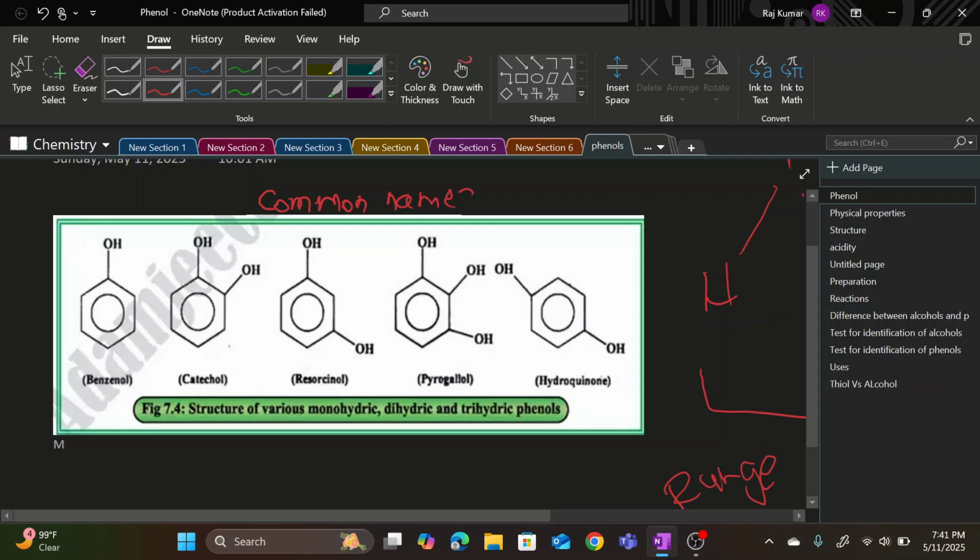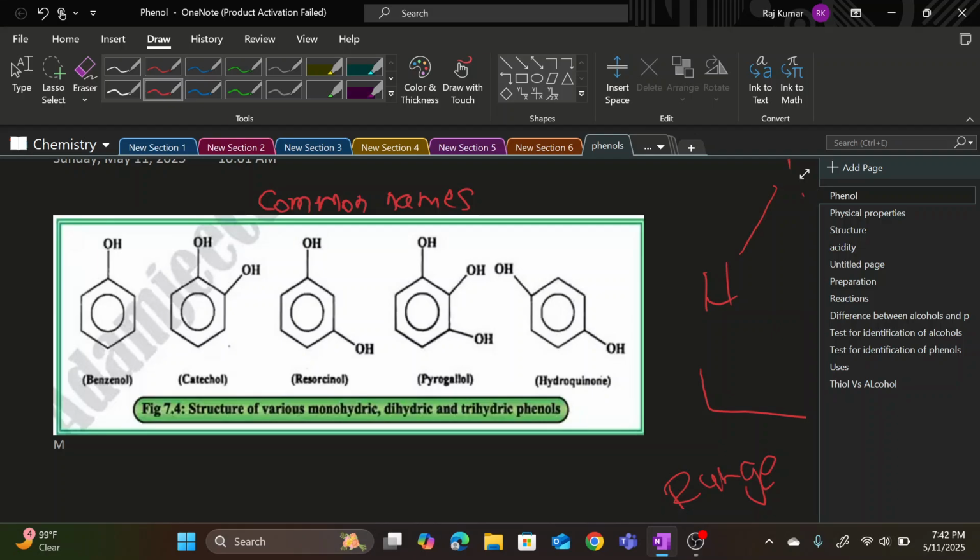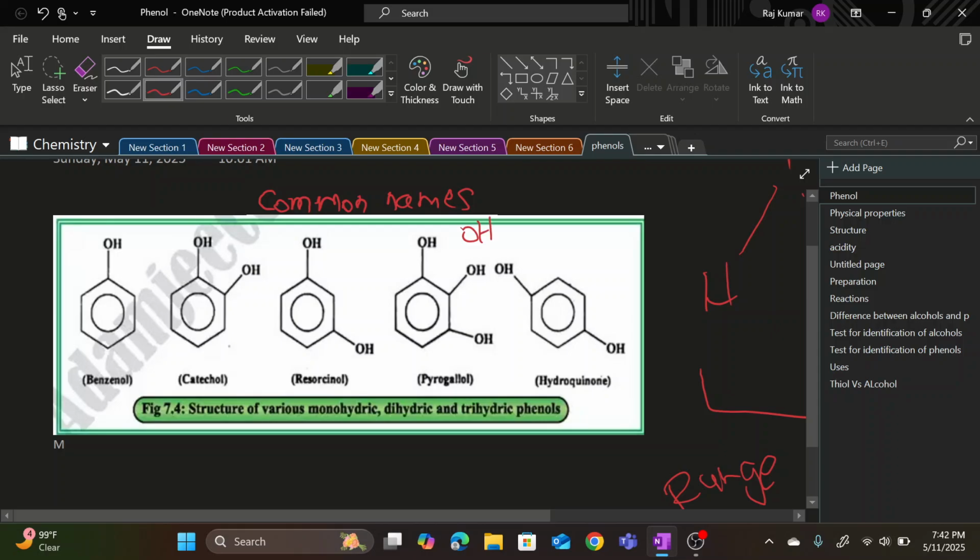The way we have monohydric, dihydric and trihydric alcohols, in the same way we have monohydric, dihydric and trihydric phenols. If there is one OH group, then it's a monohydric phenol. If there are two OH groups, then it's a dihydric phenol. And likewise, a trihydric phenol has three OH groups.